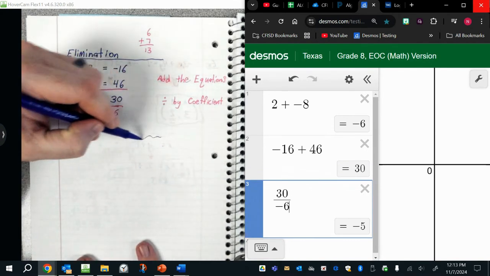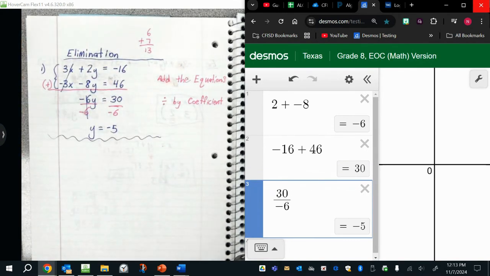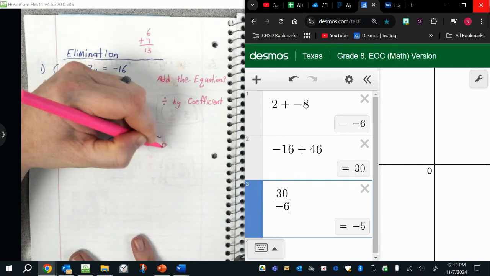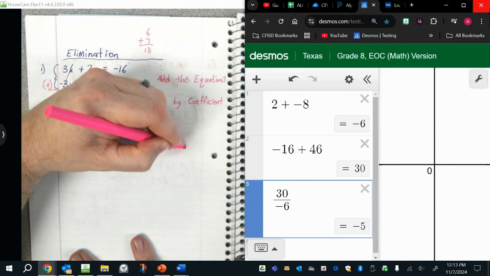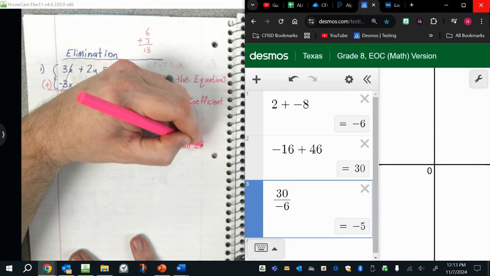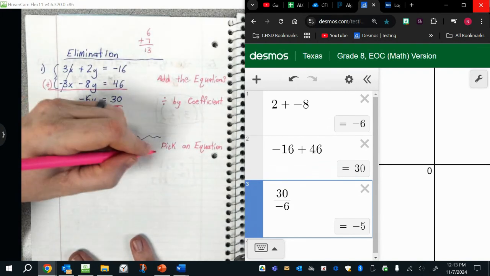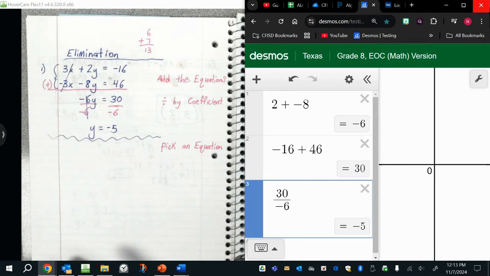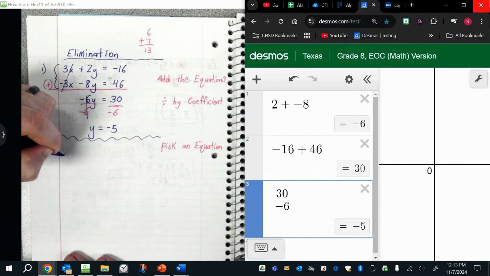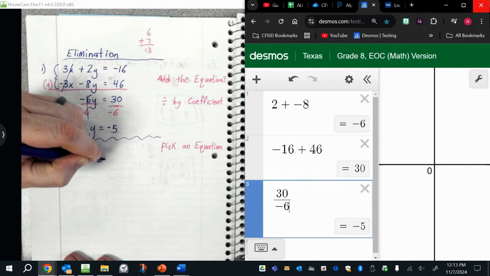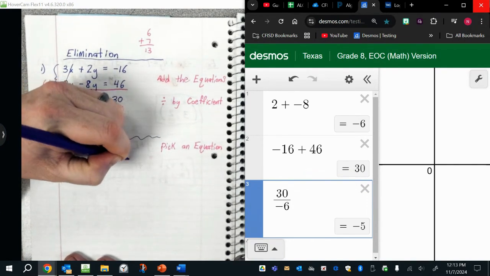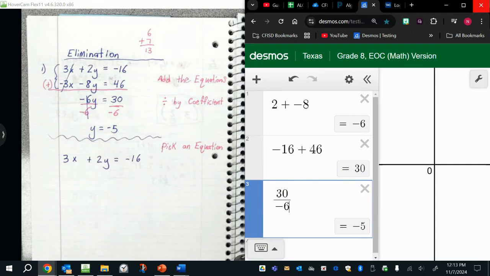Okay, so we're not done yet. We're just going to go back and pick an equation. It does not matter which equation you pick. You just need to pick one. So, I don't know, I'm going to pick the top equation: 3x plus 2y equals -16.